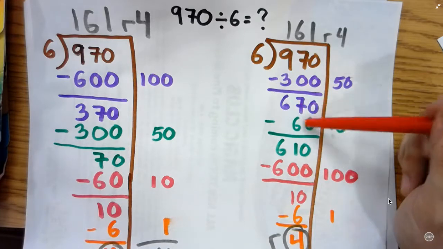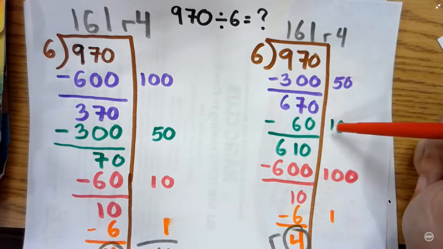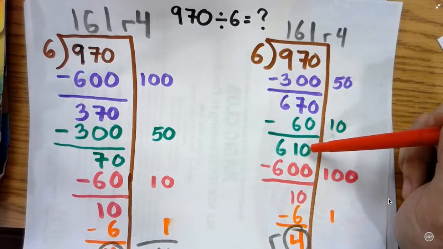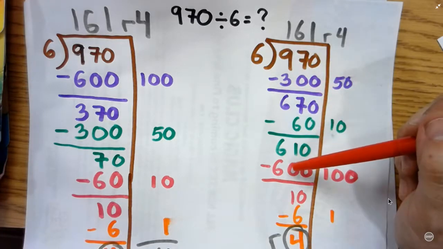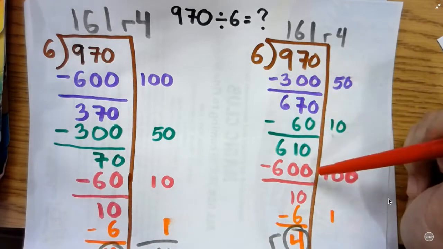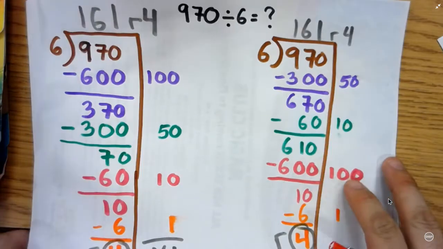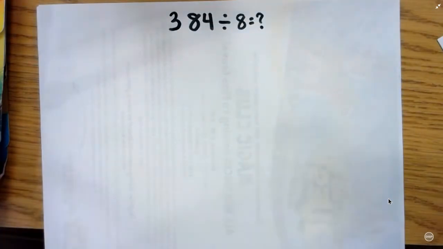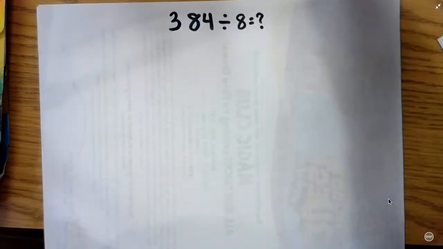Well, let me take away 60. That's going to make it easier for me to work with here. That's now bringing it down to 610. And I can take out 600 and divide that. It's just a different process. So your fourth grader could come up with any number of different strategies, and any of them are going to be fine. Let's do one last example.